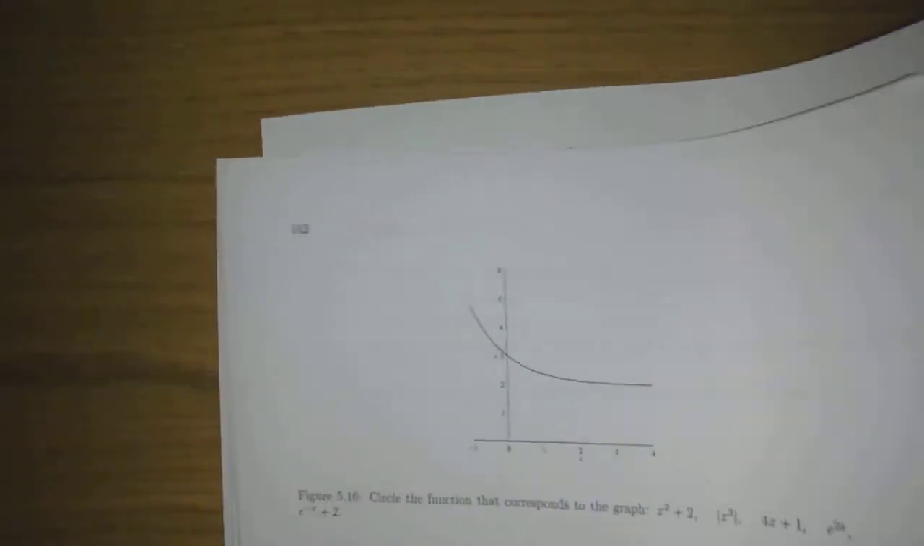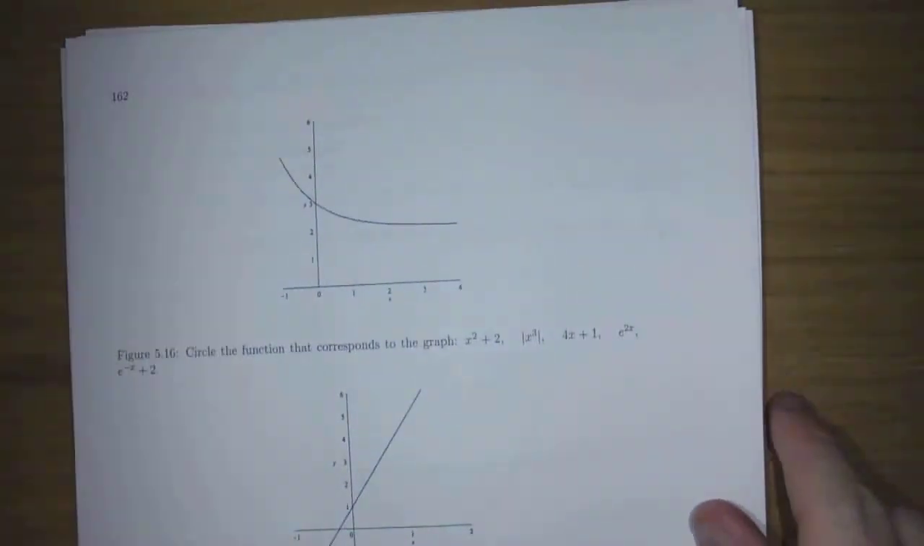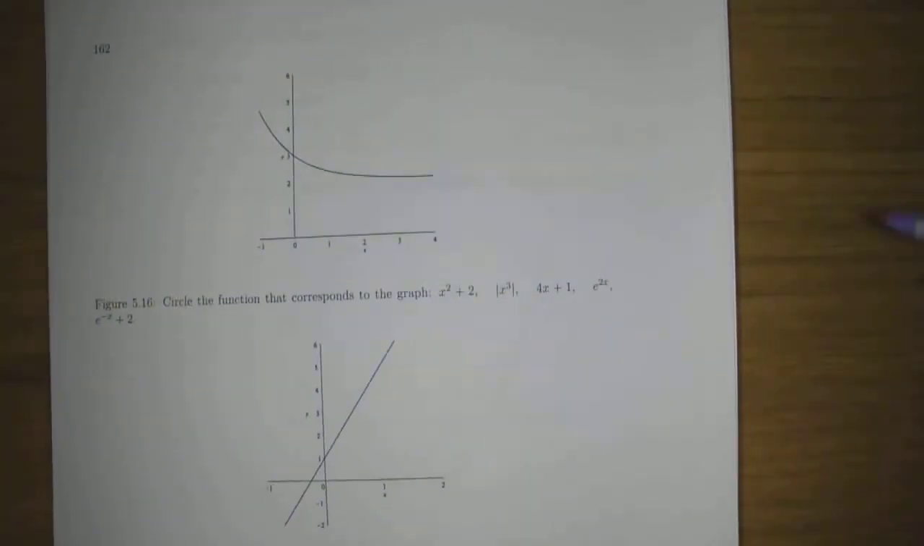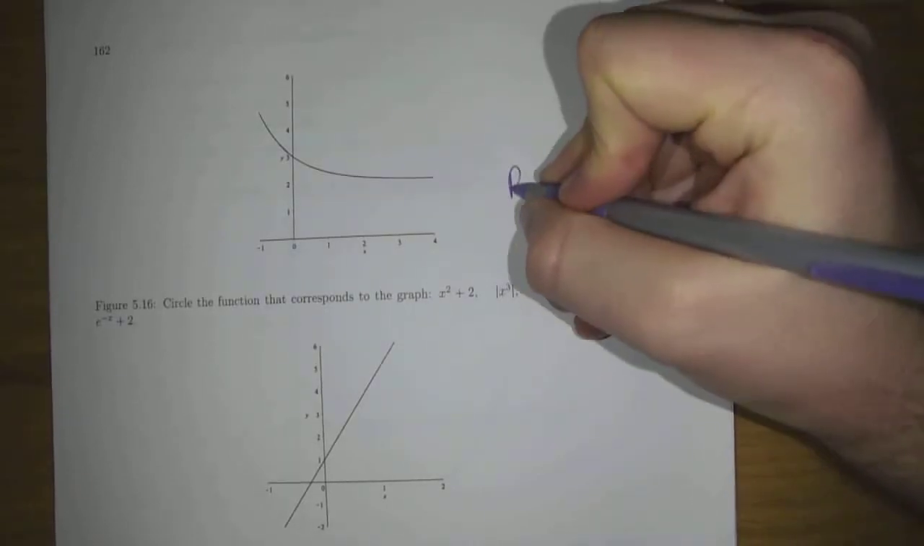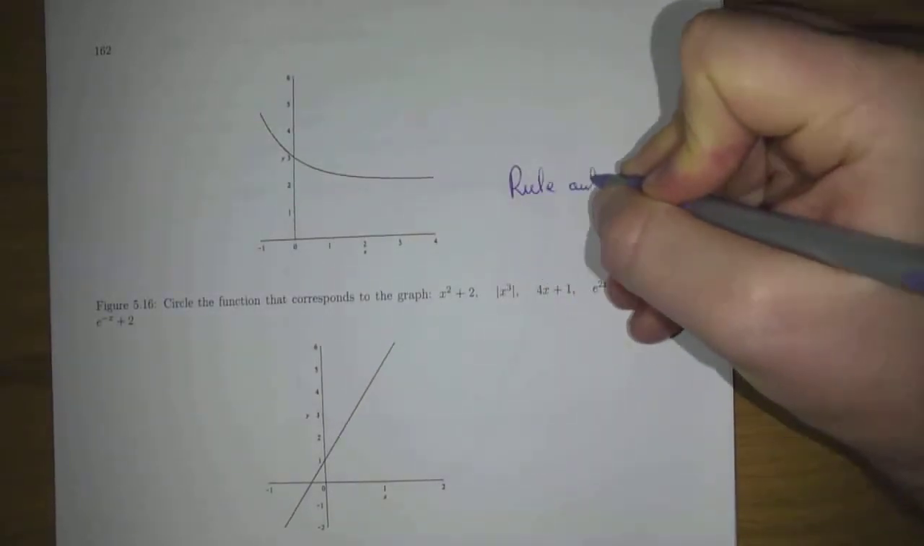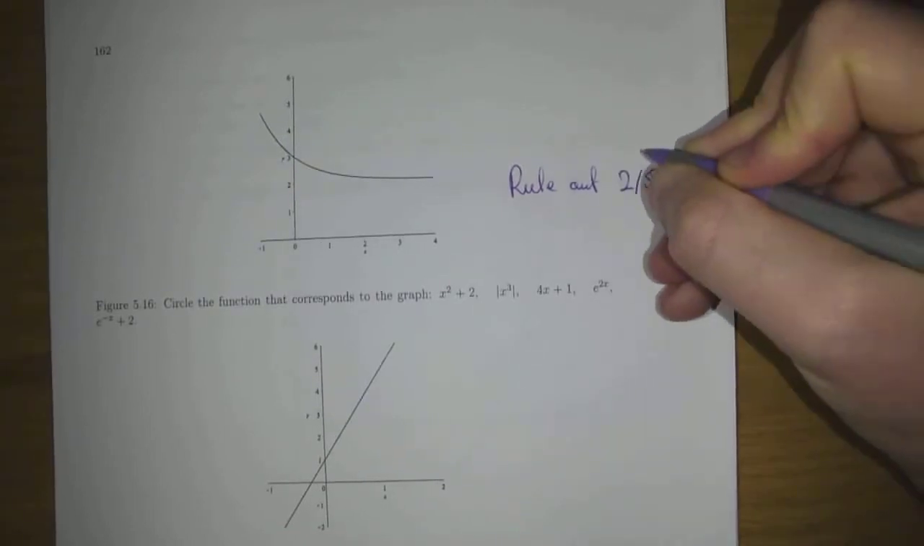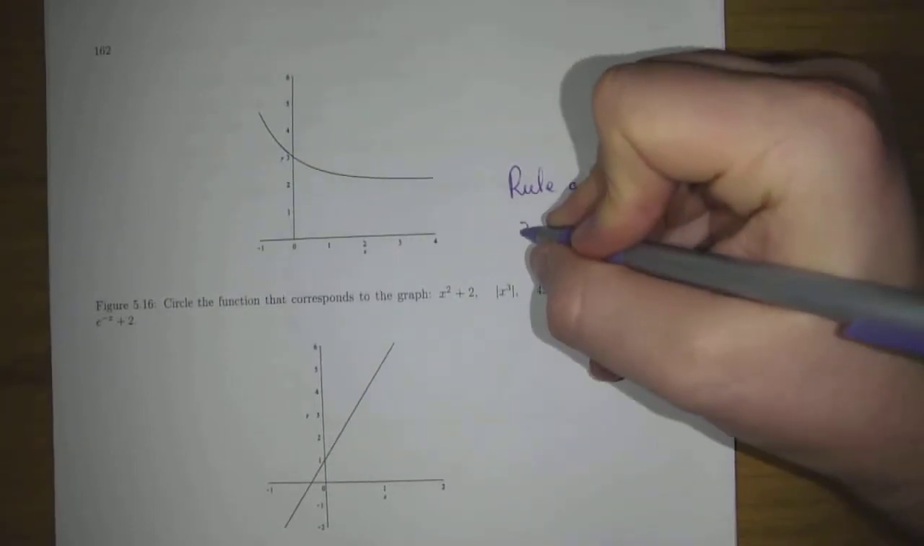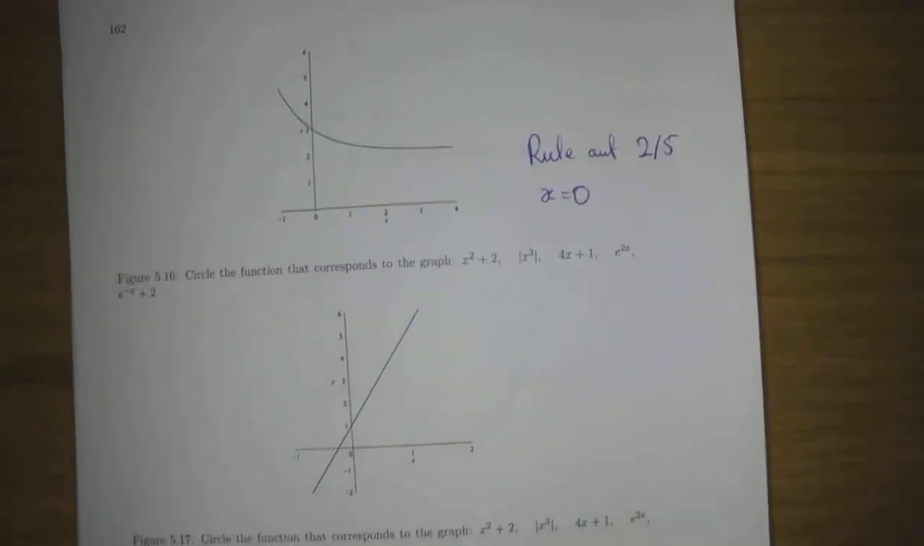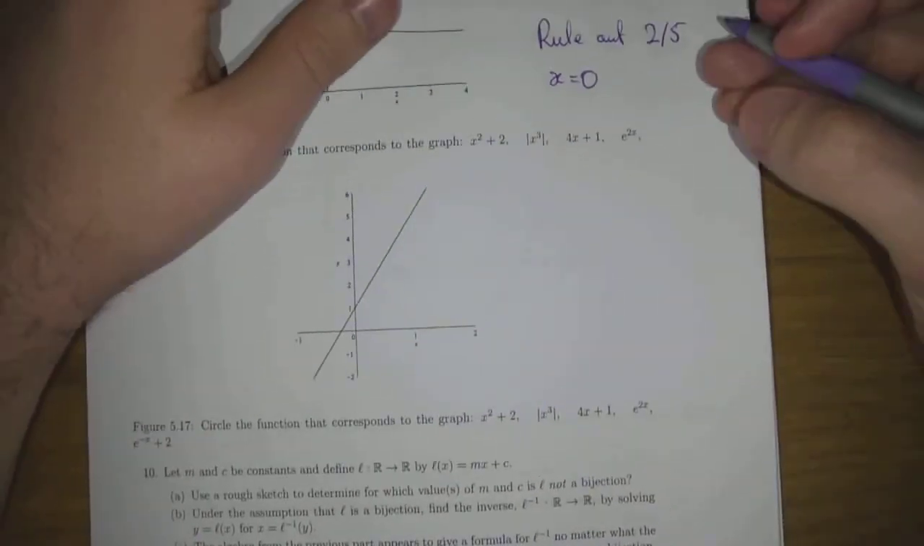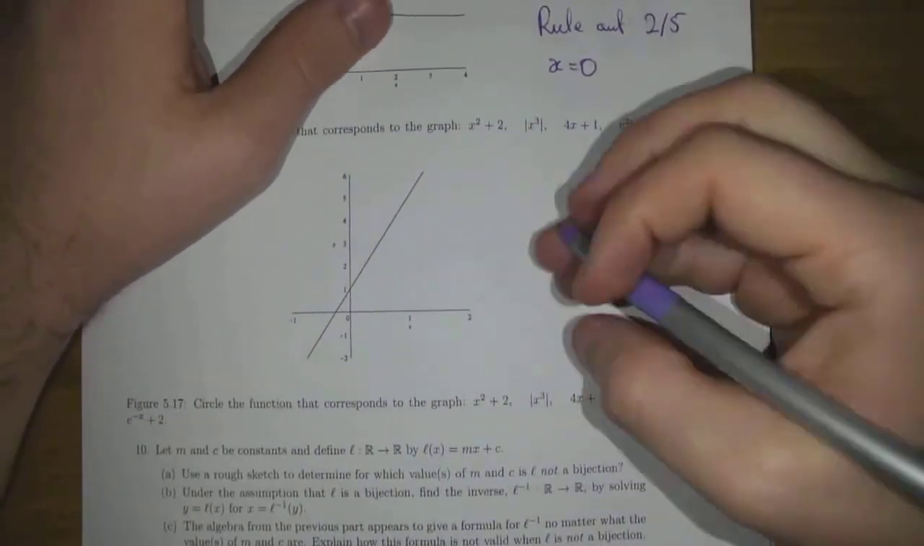Same advice. This one, it's hard to rule out things here. You can rule out only 2 maybe. And then I think the easiest thing probably is to look at x equal to 0 as well. Okay. This one is probably the easiest.